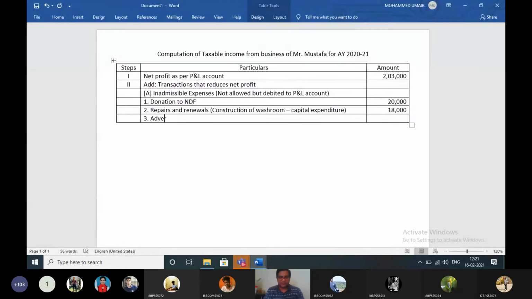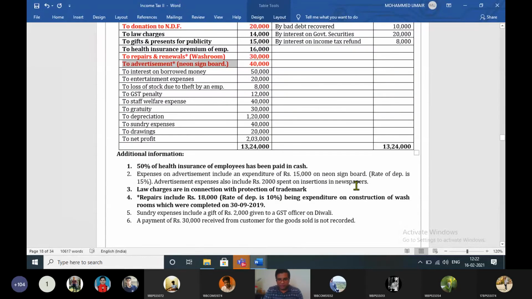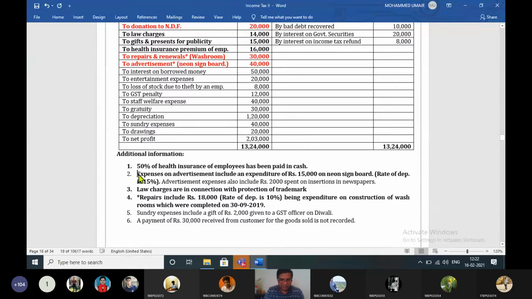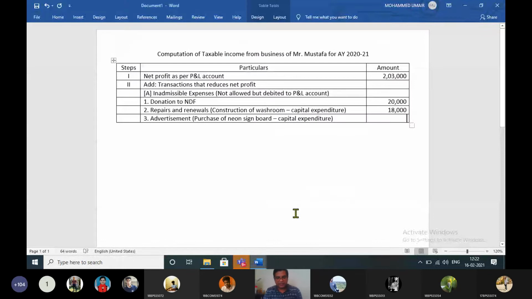So advertisement, purchase, neon signboard. So what is the signboard cost? It has costed 15,000. So we'll write that here.